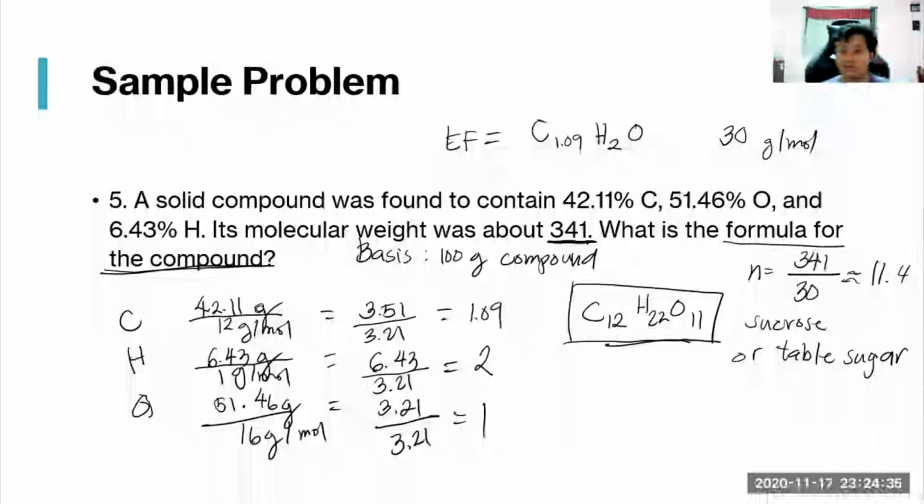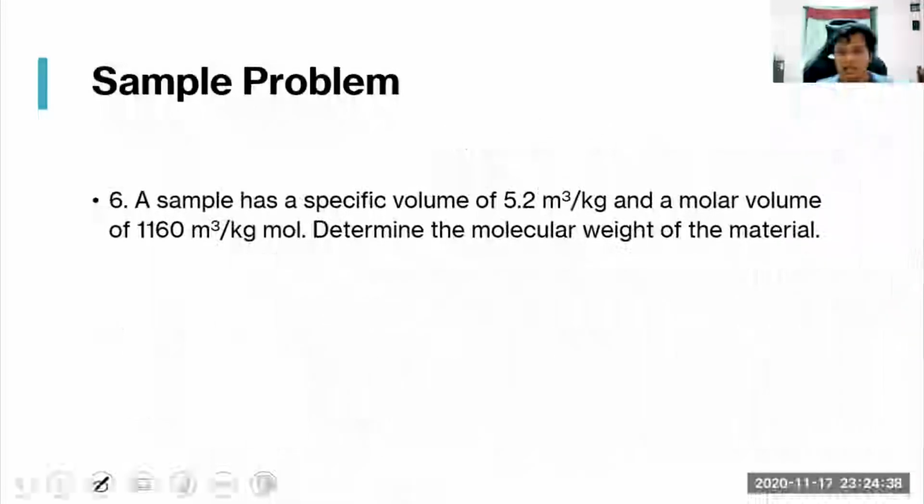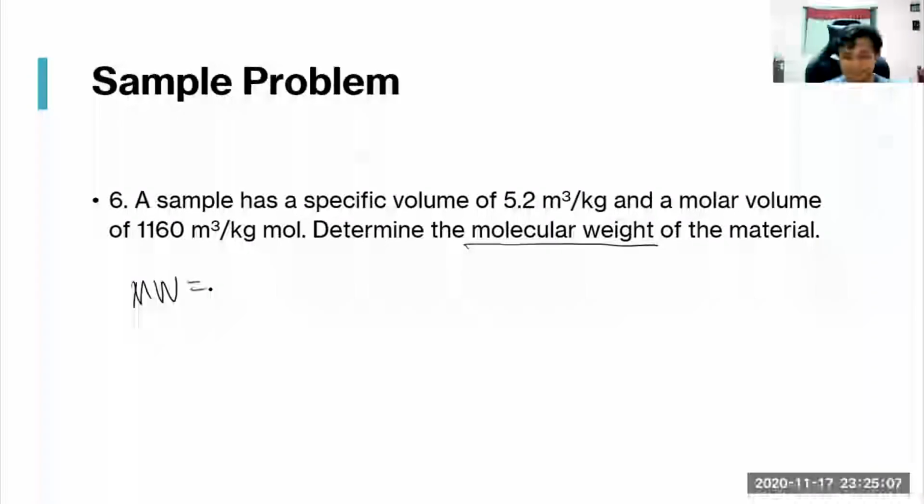Okay, so that's how you get that. Second to the last example. The example has a specific volume of 5.2 cubic meters per kilogram and a molar volume of 1,160 cubic meters per kilogram mole. Determine the molecular weight of the material. We are asked for the molecular weight, and we are only given two values, so we will use them.